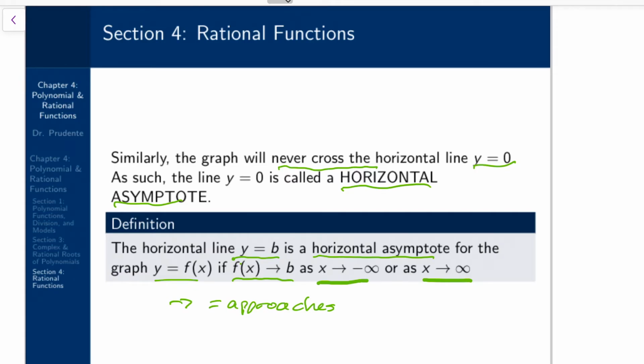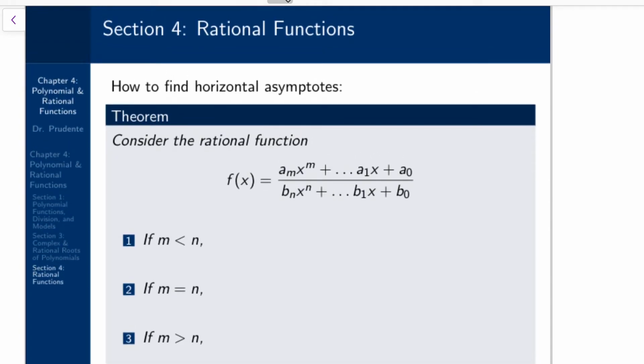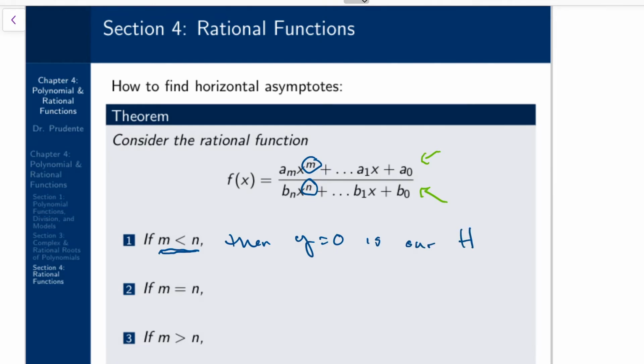So what does that mean? How do we tell if something approaches infinity? Well, we actually have a nice little theorem that boils everything down. So if we have a rational function, f of x equals these two polynomials, and remember, these are just the common polynomial notation. Here's what we want to do. We want to look at the highest power of x in both the numerator and the denominator. If the power in the denominator is larger than the power in the numerator, then the horizontal line y equals 0 is our horizontal asymptote.